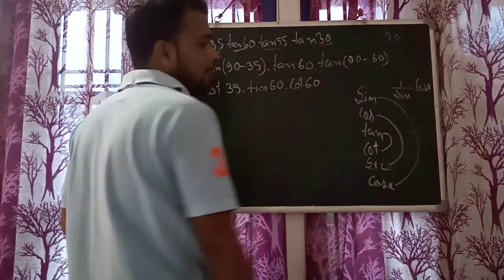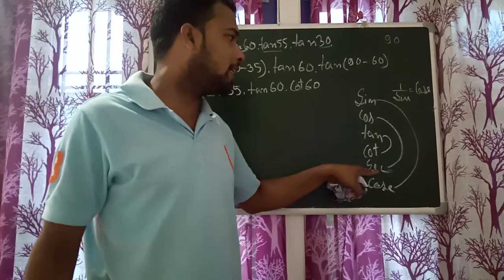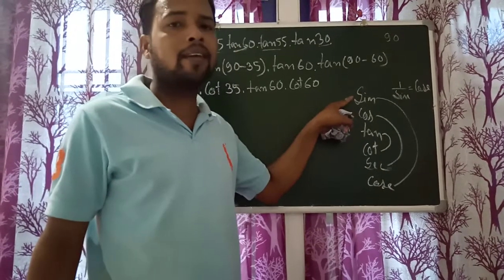1 by tan theta is equal cot theta. Or cot theta can be written as 1 by tan theta. Sec theta can be written as 1 by cos theta. And cosec theta can be written as 1 by sin theta.